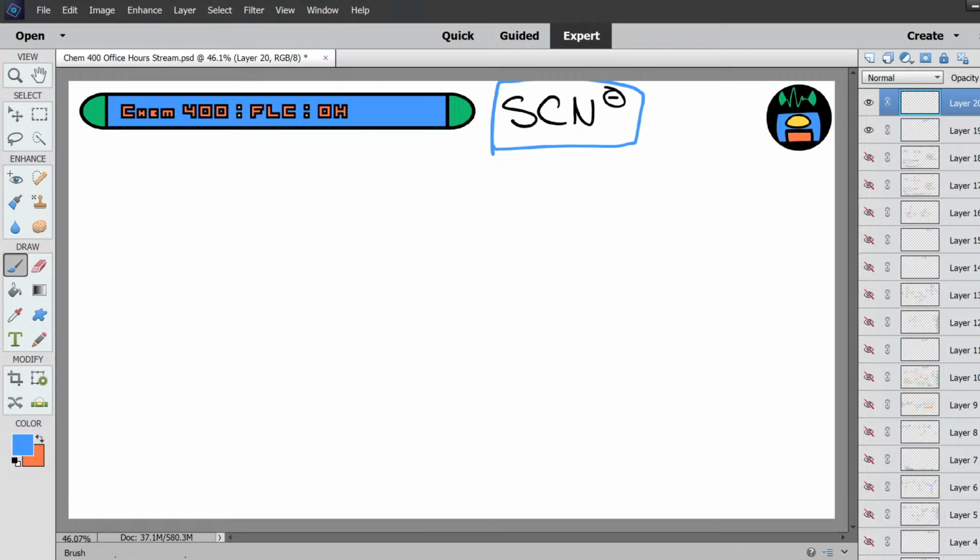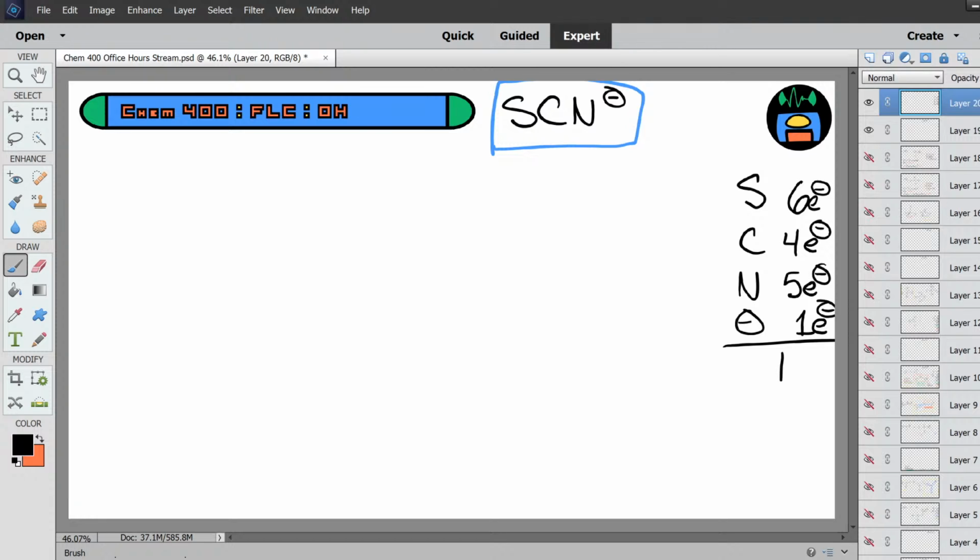All right, Leanna, thank you for being patient. Let's actually get down to business and deal with this thiocyanate situation. So sulfur brings 6 valence electrons. Carbon brings 4. Nitrogen brings 5. And our negative charge tells us that there's 1 extra electron in this molecule. So we have 16 total valence electrons to spend.